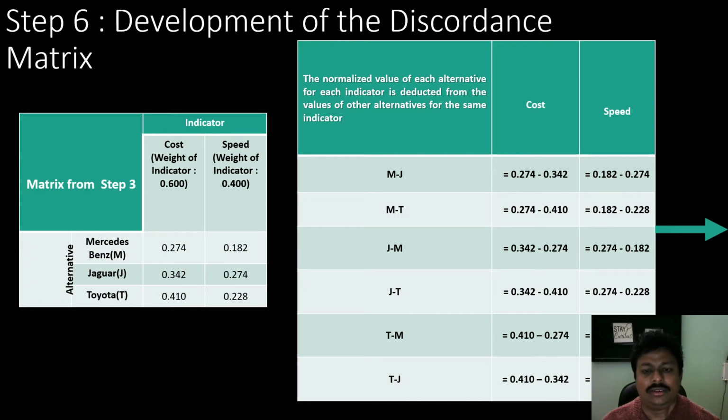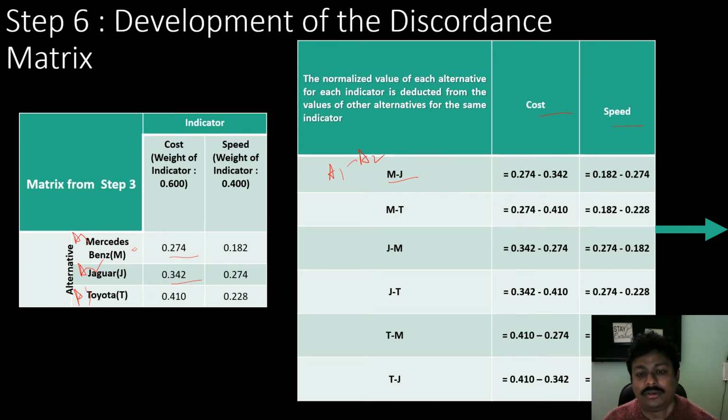Now here what happens is you just deduct the values of cost of the second alternative from the first alternative, and then the value of cost of the third alternative from the second alternative. M minus J. M is the first alternative, Jaguar J is the second alternative, and Toyota is the third alternative. So what we are doing here is A1 minus A2 for both cost and speed.